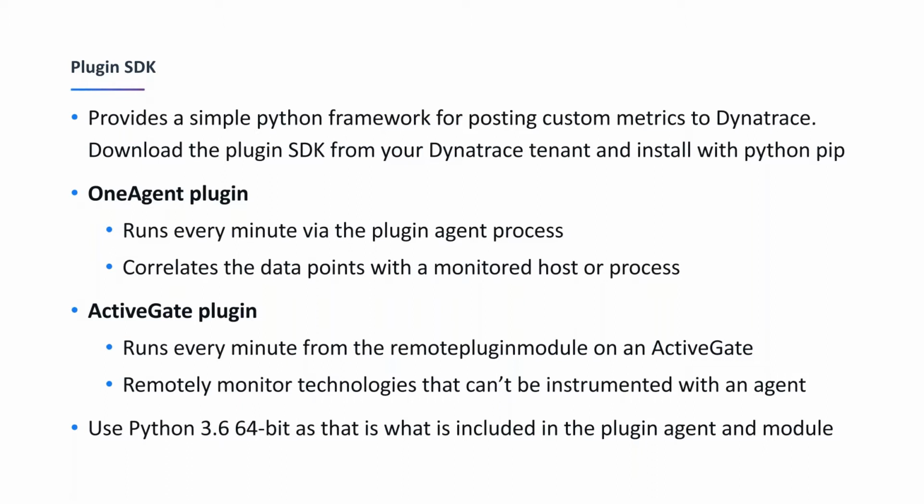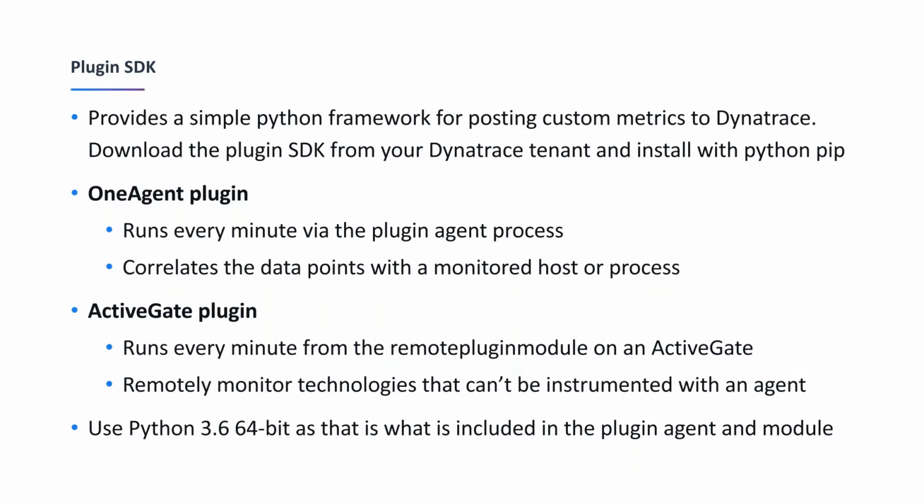The two types of plugins, as I mentioned before: the OneAgent plugin runs every minute via the plugin agent on the OneAgent itself. You use this to correlate data points with something that's already monitored, or with a process you want to gain additional insights into. An example of this might be legacy Microsoft Direct Access, where you want to report user connections and things like that. And then the other one, which I'll be diving into, is the ActiveGate plugin framework.